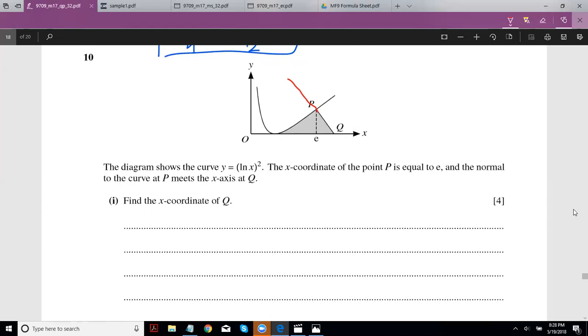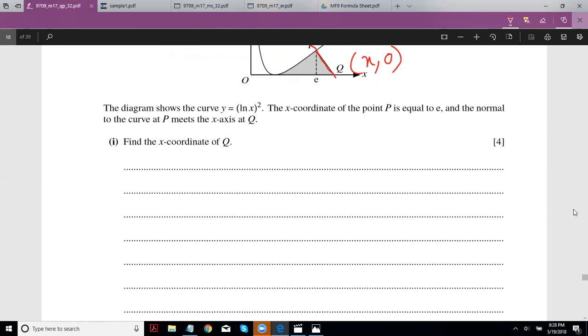It's normal to it. And they're saying that it meets the x-axis at Q, and obviously the coordinates for Q would be some value of x and 0, because y is going to be 0 at any point on the x-axis. Y would be 0, right? You have to find the x coordinate of Q. How do you do that? You first differentiate.